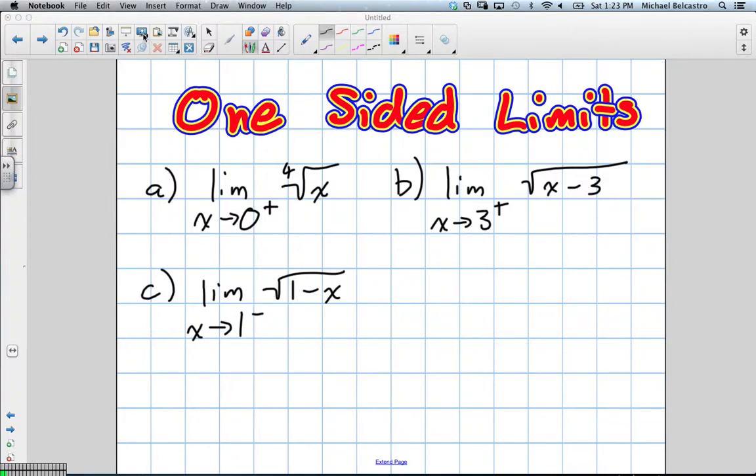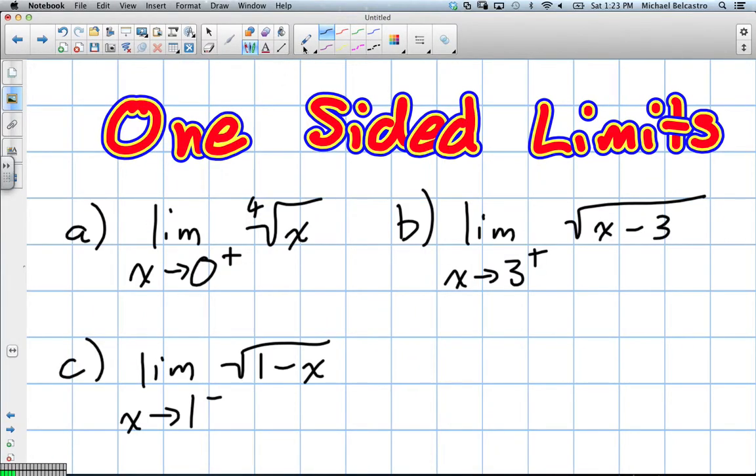Okay, so we're going to be looking at one-sided limits again, and we're going to find out if something exists or doesn't exist. So we're going to start with our very first question here. A. The limit of the fourth root of x as it approaches 0 from where? The right. Okay.